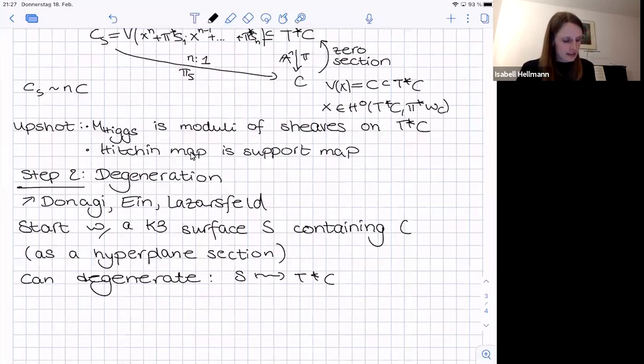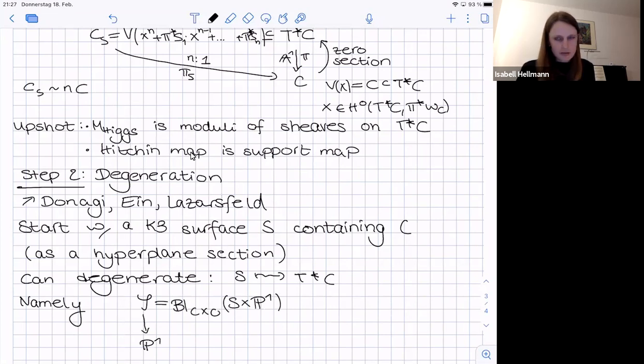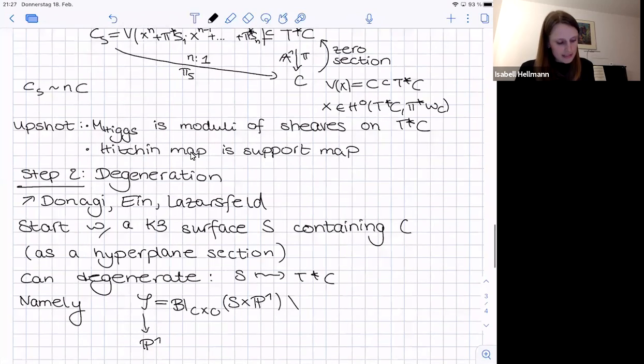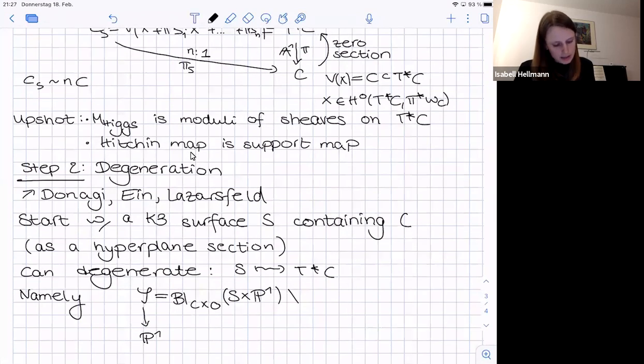And what you do is you write down a relative family over P^1, which is given as follows. So you start with S times P^1, the trivial family, and now you blow it up in C times 0. So 0 is just some fixed point in P^1. Okay, and then in the exceptional divisor, I take out one component, namely the strict transform of S times 0.